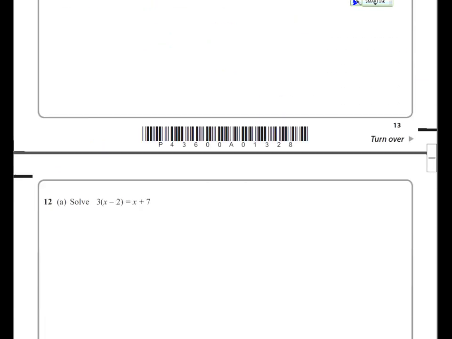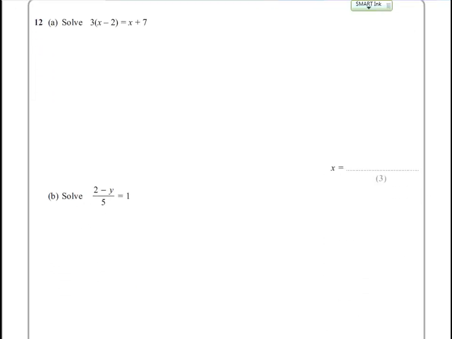Moving on to question 12. We have a nice algebra question, and we've got 2 equations to solve by the look of it. When I think about solving equations, I always think about doing the same thing to both sides to get the letter on its own. Now, if you look at part A, before we do any of that, we have to do half the banana method. So we have to do 3 times x is 3x, 3 times 2 is 6, and it's a minus in front. So we get 3x minus 6. We haven't done anything to the right-hand side, so that stays as x plus 7. Now we've got an equation ready to try and solve.